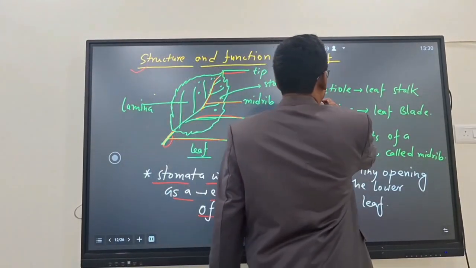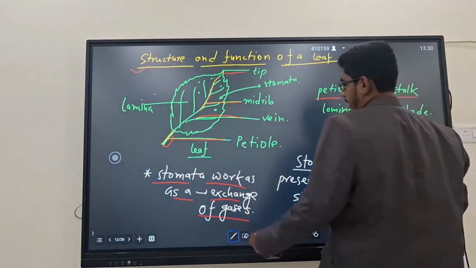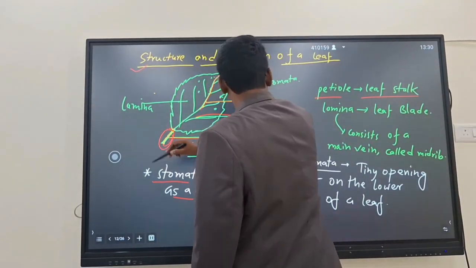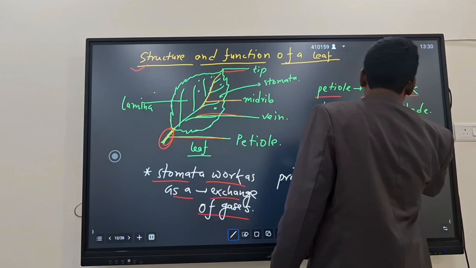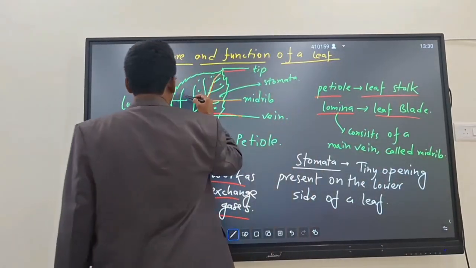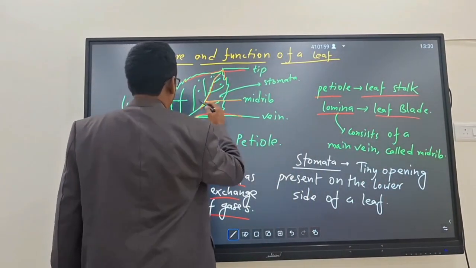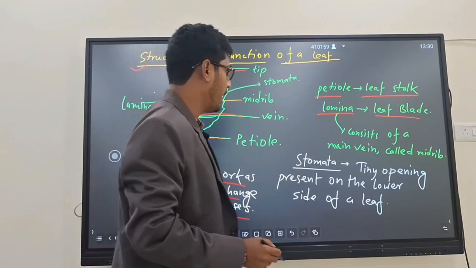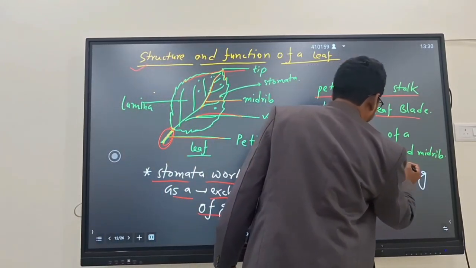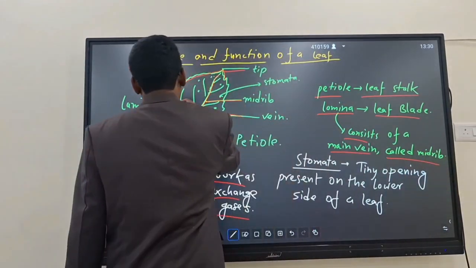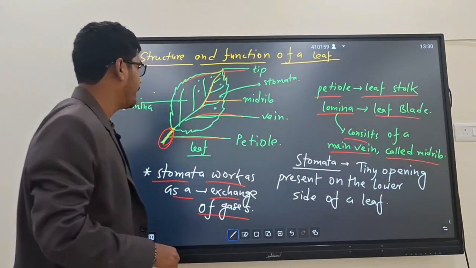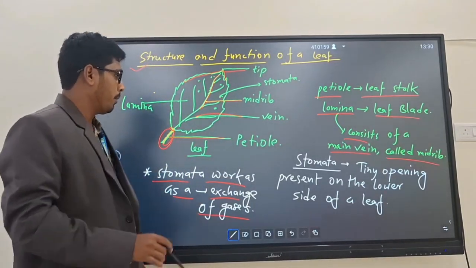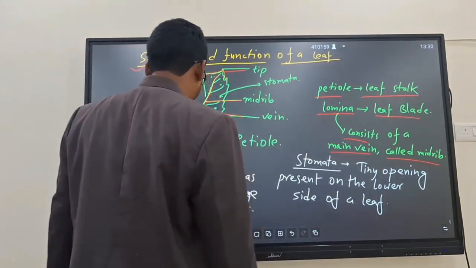So what is the petiole? It is the leaf stalk. It is also called the leaf stalk. And lamina is the leaf blade. Lamina is the wide part of the leaf. It consists of a main vein called the midrib. The midrib and veins are also present in the lamina portion.